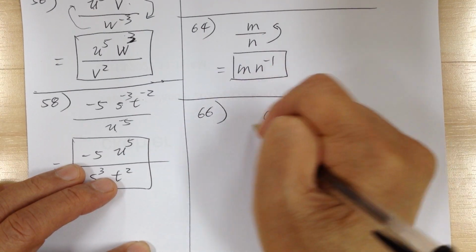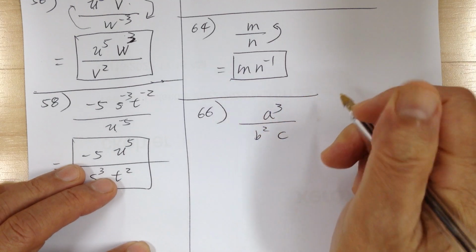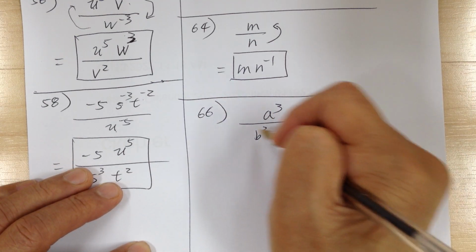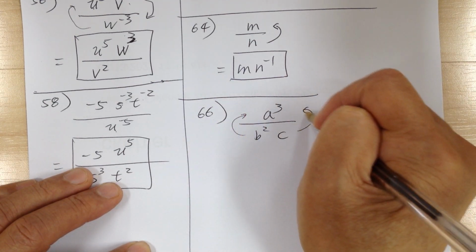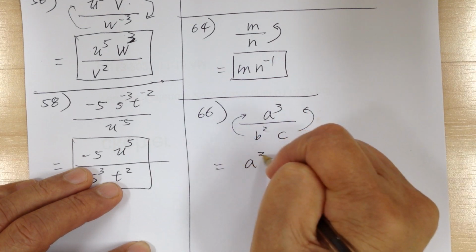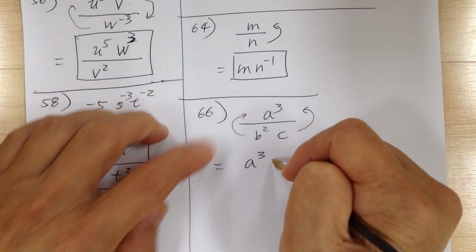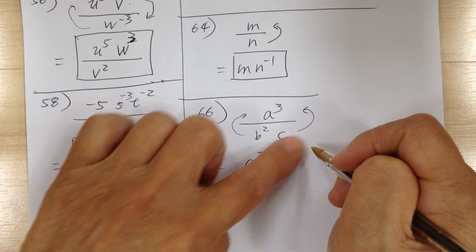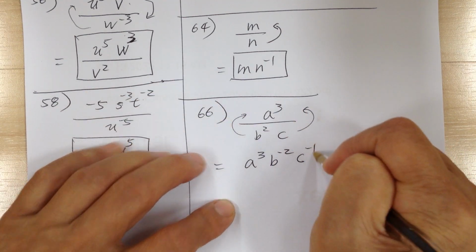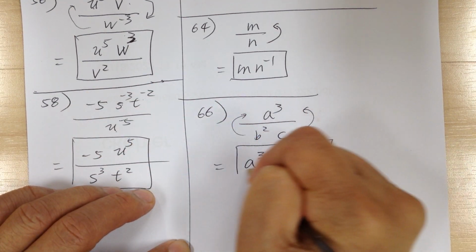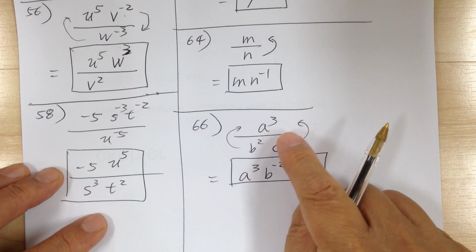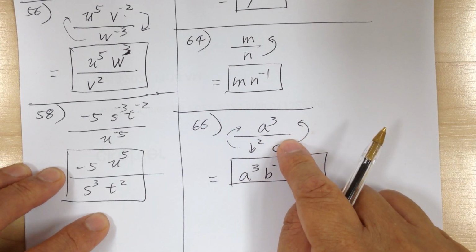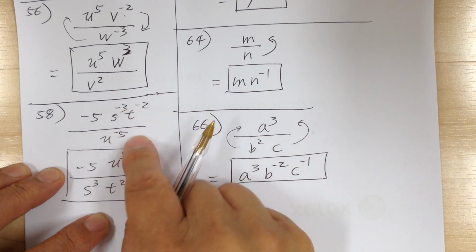Okay, so you've got a to the 3 over b squared c. To get rid of the denominator, you have to flip this to the top, flip this to the top. So you're going to get a to the 3. This one you flip to the top, becomes b to the negative 2. This one, when you flip to the top, becomes c to the minus 1. So it makes you understand the instruction. This one, you want to get rid of the denominator. This one, you want to get rid of negative exponents.